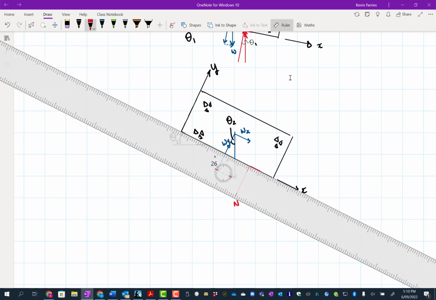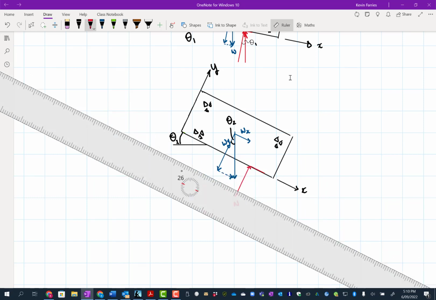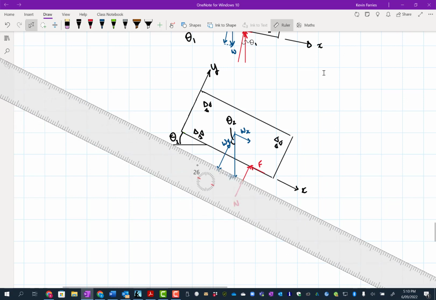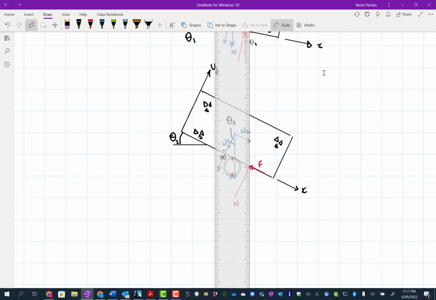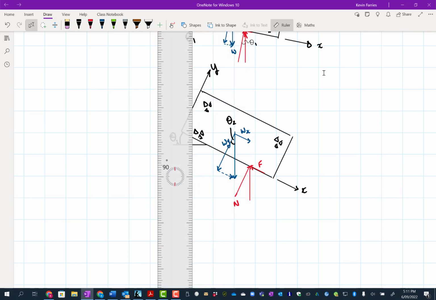Which must be equal and opposite to, so this is our frictional force, and it must be equal and opposite to Wx. And again, they would give you some resultant force. I don't know if that really matters or not. Probably not. I don't know if I even really need to draw that resultant force. That's okay. So let me just rub that out.